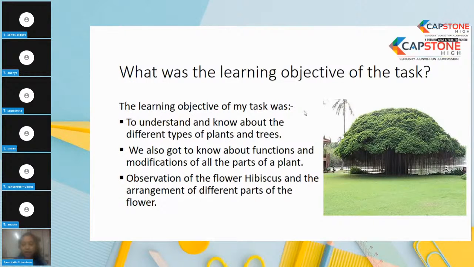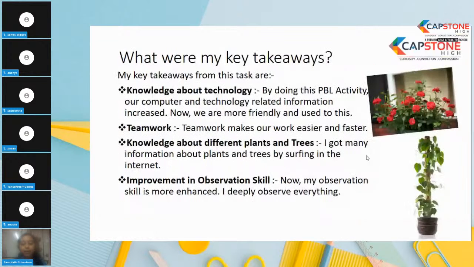So, what was the learning objective of the task? The learning objective of my task was to understand and know about the different types of plants and trees. We also got to know about functions and modifications of all the parts of a plant, and the observation of the flower hibiscus and the arrangement of different parts of the flower. This is a banyan tree, which is a tree.